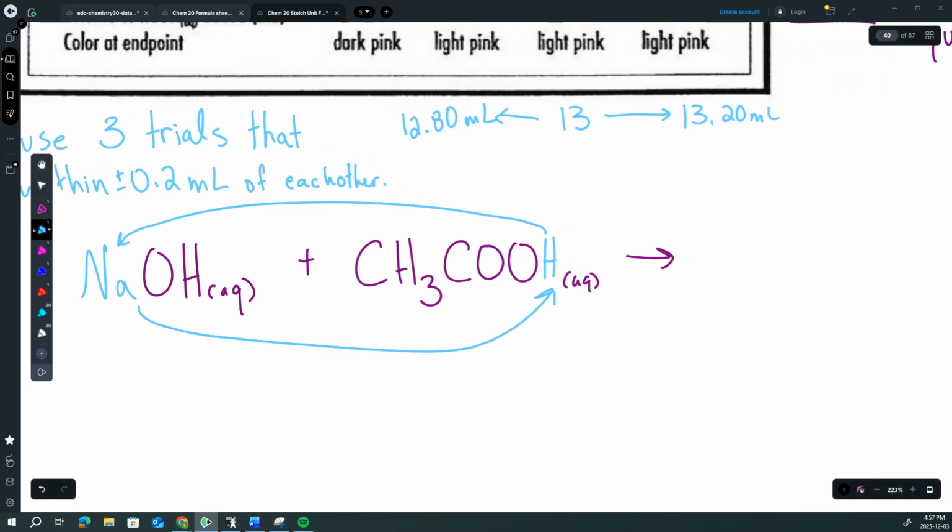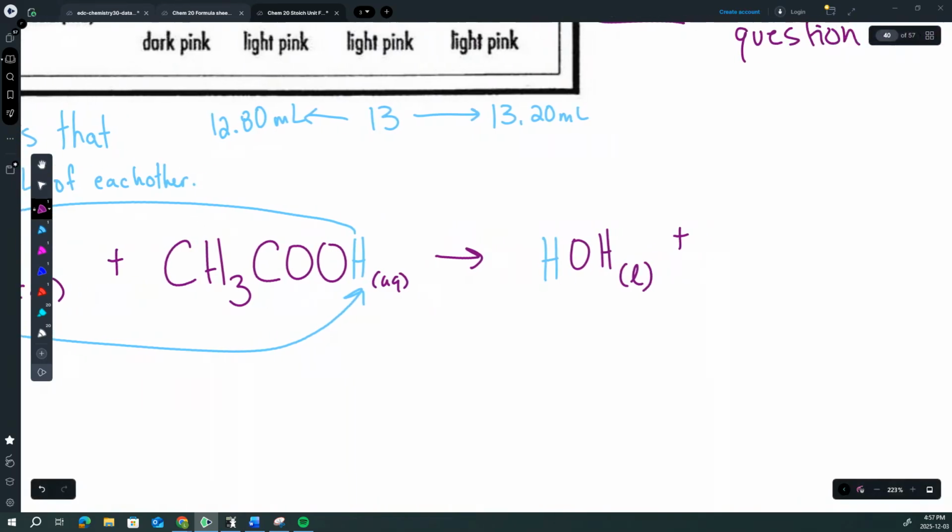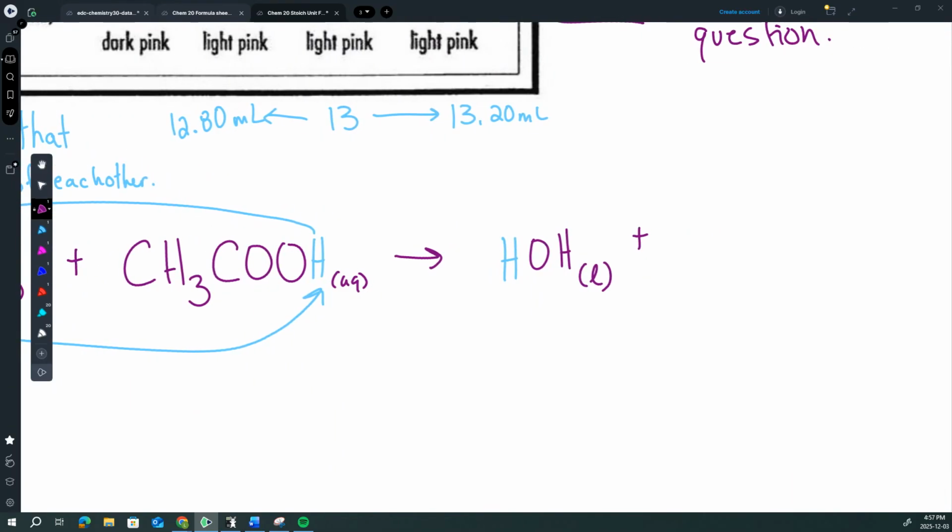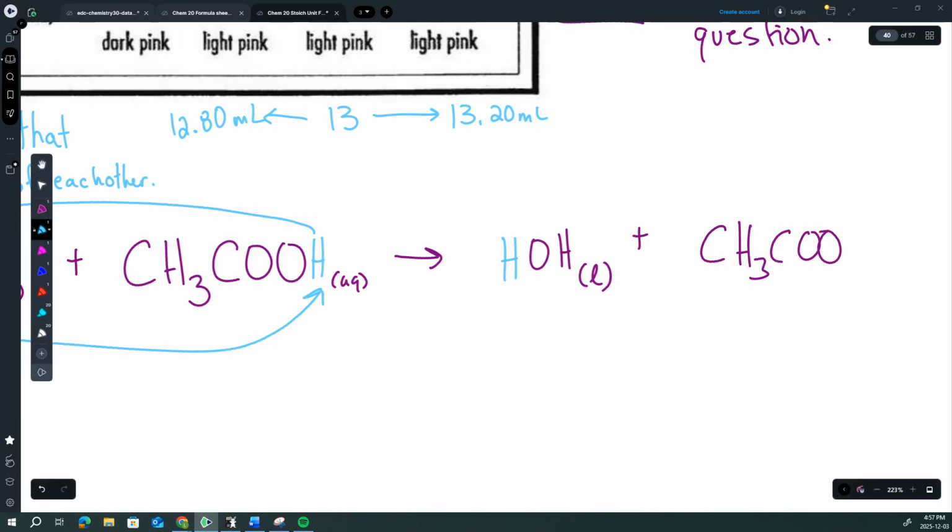So what I'm going to get for my first product is going to be water, which you can write as H2O, but I'm just choosing to write as HOH here. Water is going to be a liquid, it's never aqueous. And for my second product here, we're going to have sodium as well as the acetate ion. So the acetate ion is CH3COO, and then we've got sodium here.